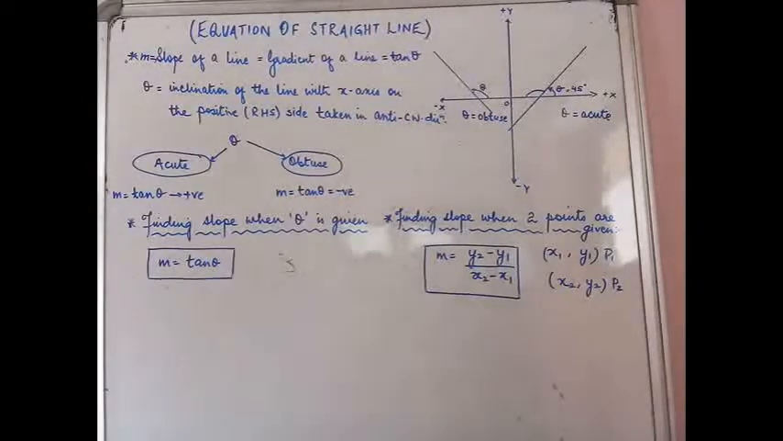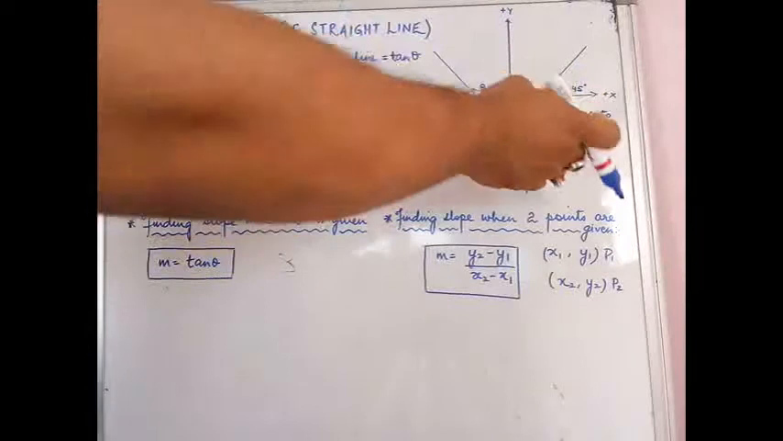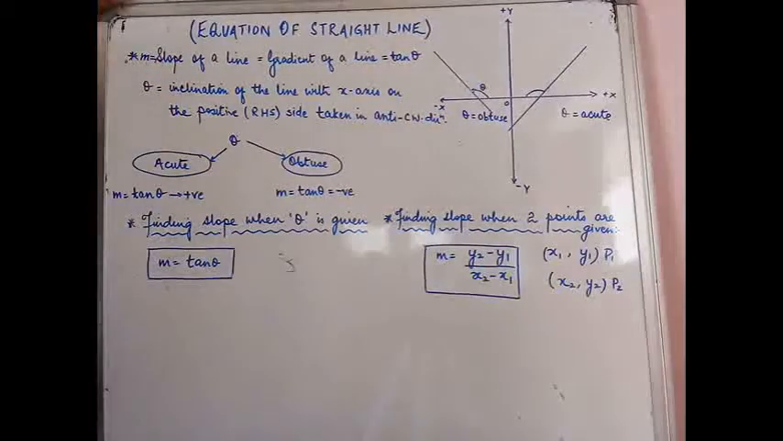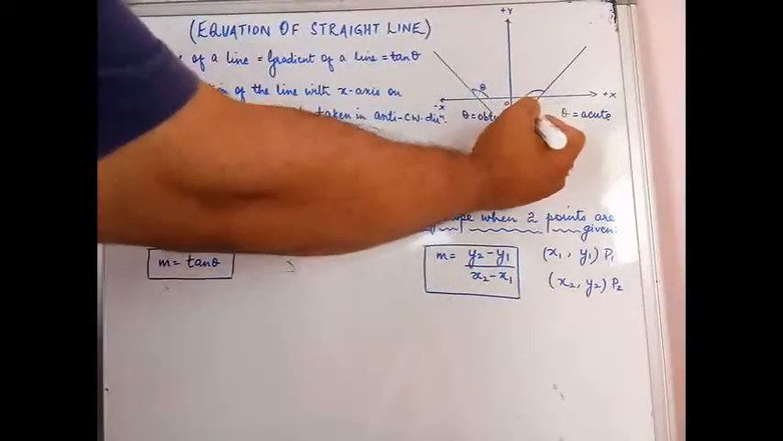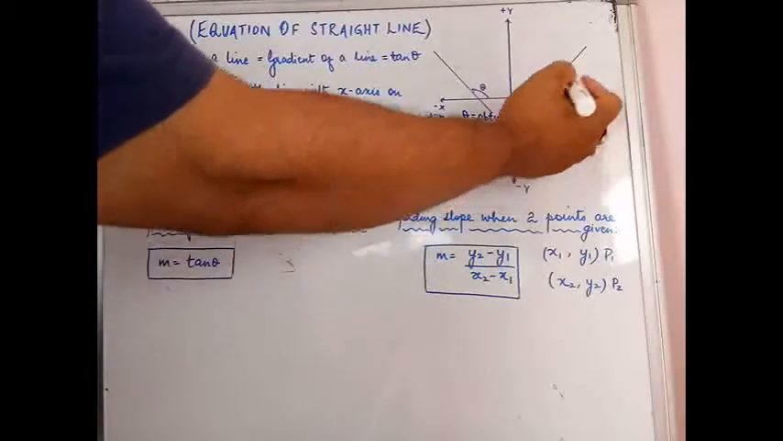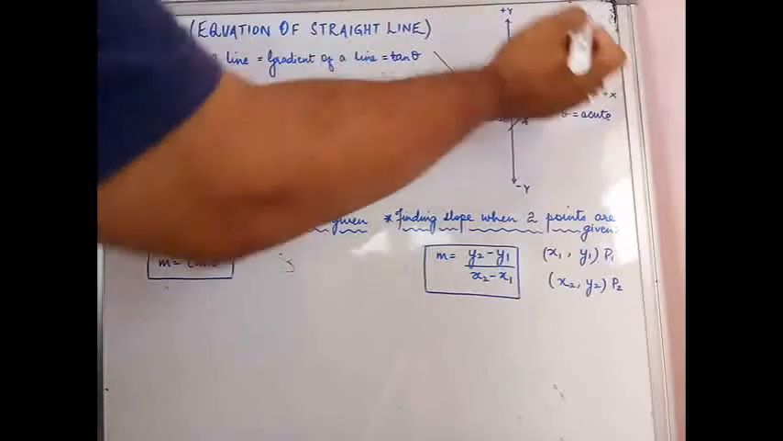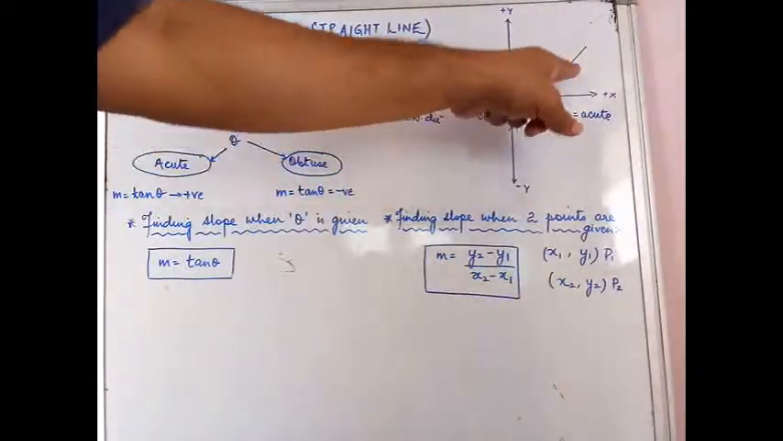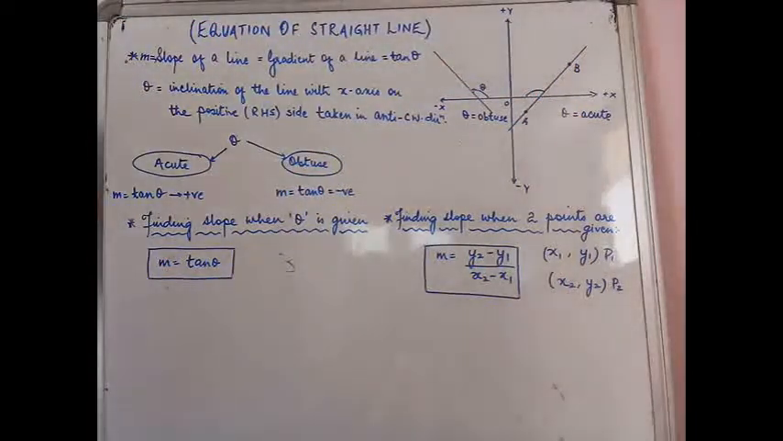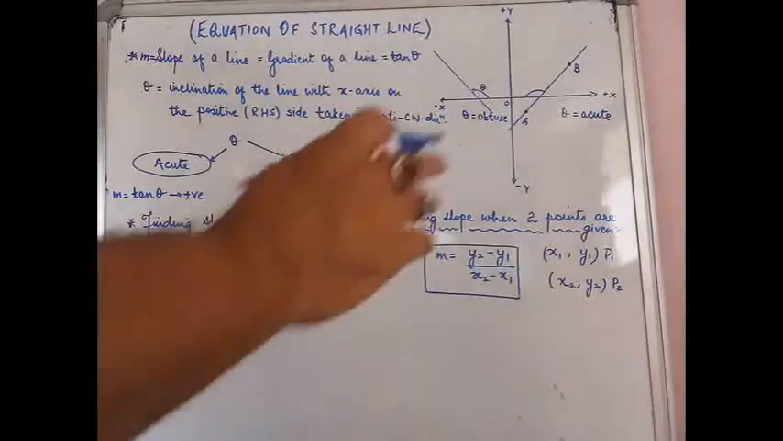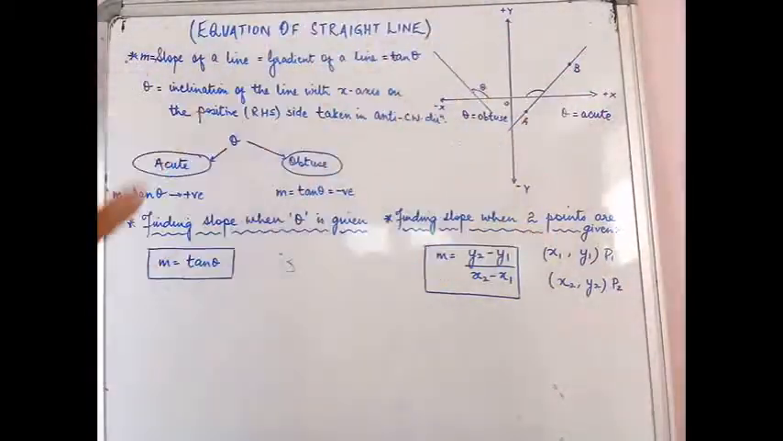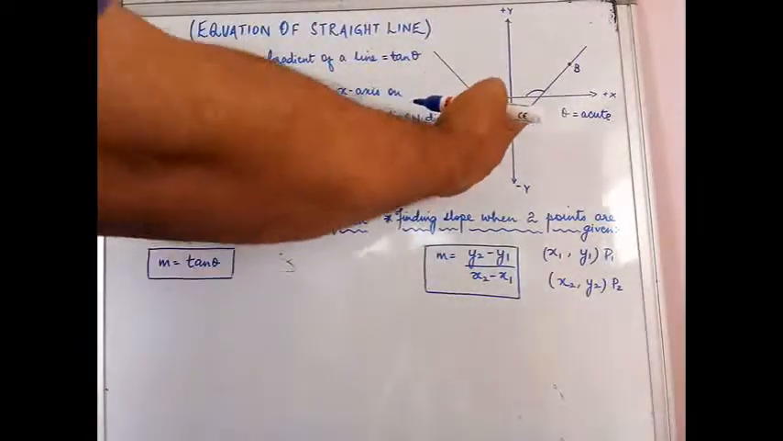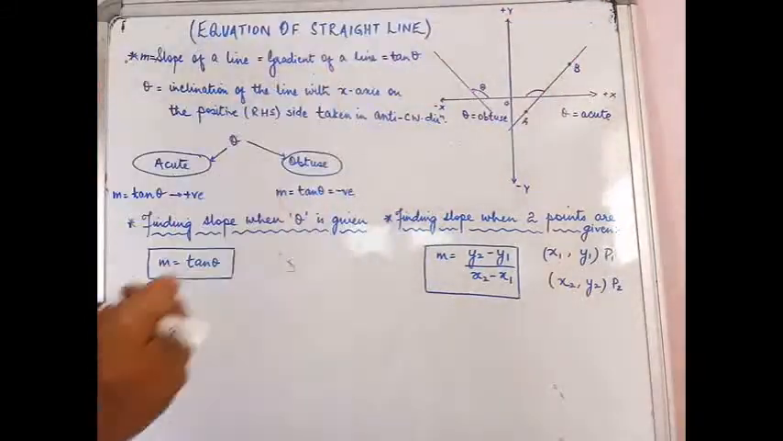Now you can always have another scenario in which you are not being given theta. So if I remove this angle theta from here and I tell you that this is a line which is passing through a point A and a point B, suppose I tell you that there is a line passing through two given points A and B, find out the slope of that line. Now in this case, you don't know the angle theta, so you cannot use this particular concept. So what do you know in this case? You know two points through which the line is passing.